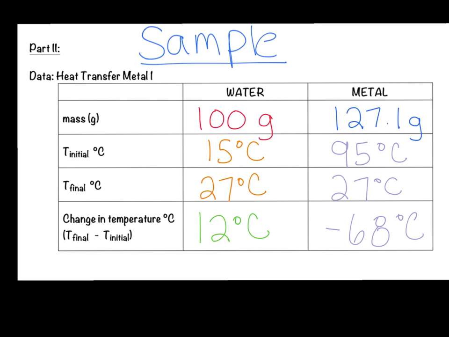Same number here. Now my change in temperature, I do my final minus my initial, okay? So for here, it's 12 degrees because it's 27 minus 15. And this one is actually a negative number because I'm cooling down my metal. So 27 minus 95 is negative 68. Anytime you are cooling something, your temperature change is going to be negative.